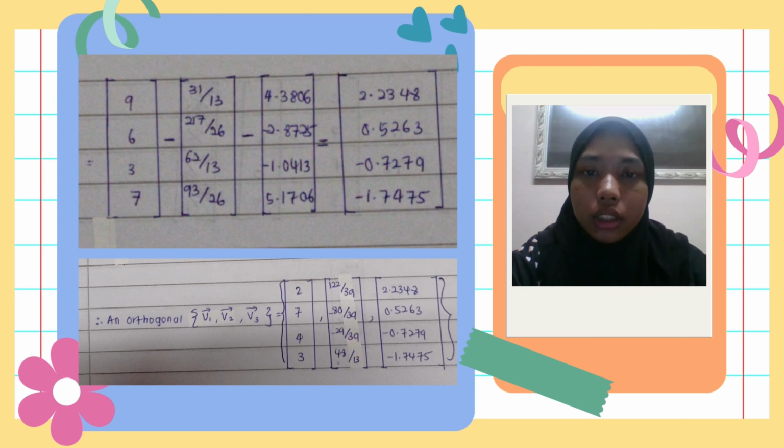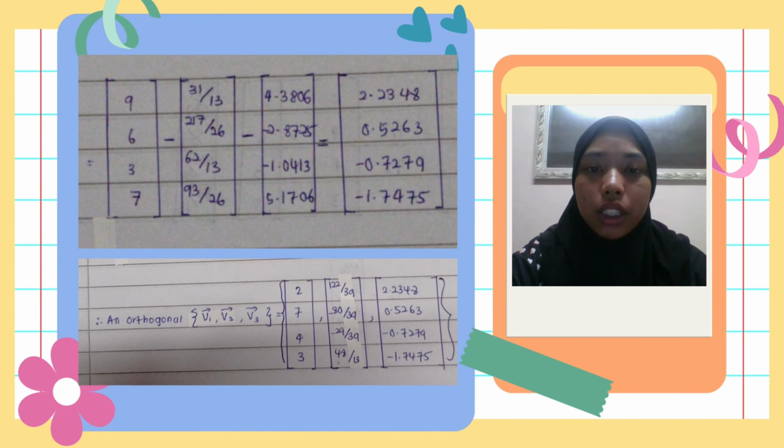And lastly for the next step, we simplify until the answer that we get is 2.2348, 0.5263, negative 0.7279 and lastly negative 1.7475. So the conclusion that we can write is that the orthogonal basis V1, V2 and V3: V1 is 2743, V2 is 122 over 39, negative 80 over 39, negative 29 over 39 and lastly 48 over 13.